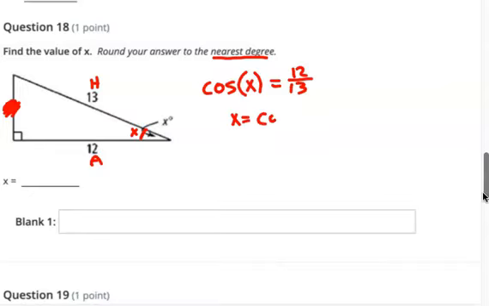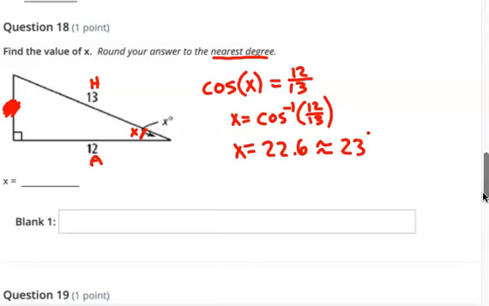That means that x is equal to the inverse cosine of that same fraction. The inverse cosine of 12 over 13. Make sure you know how to punch that in. Okay, that gives us that x is equal to 22.6. That rounds up to 23. So you should have put 23 in there as your answer.